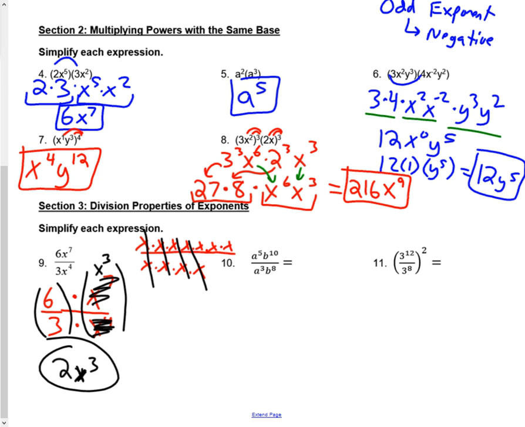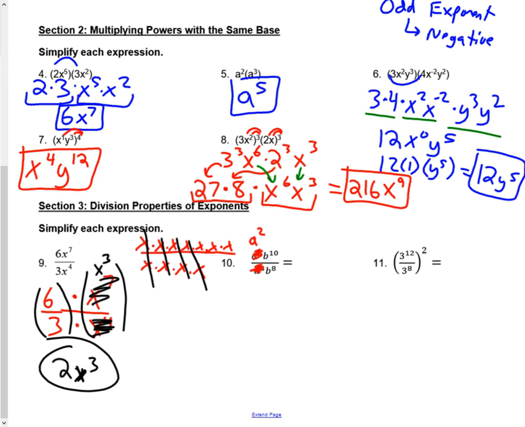Let's do a similar thing in number 10. If we visualize it this way, 5 a's on the top, 3 on the bottom. 3 cancel out on the bottom, and 3 cancel out on the top. And you're left with 2 on the top. So 5, the other way you can look at it is a to the 5 minus 2.